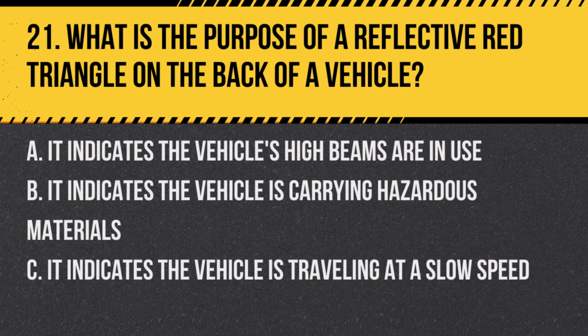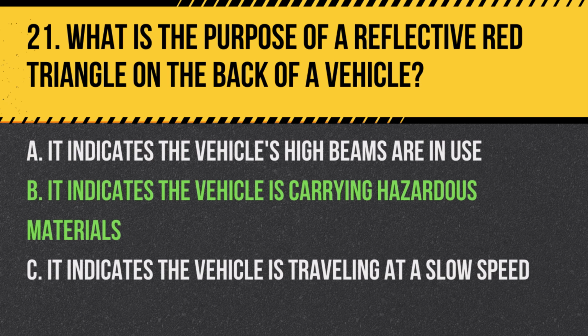Question 21. What is the purpose of a reflective red triangle on the back of a vehicle? A. It indicates the vehicle's high beams are in use. B. It indicates the vehicle is carrying hazardous materials. C. It indicates the vehicle is traveling at a slow speed. Answer. B. It indicates the vehicle is carrying hazardous materials.